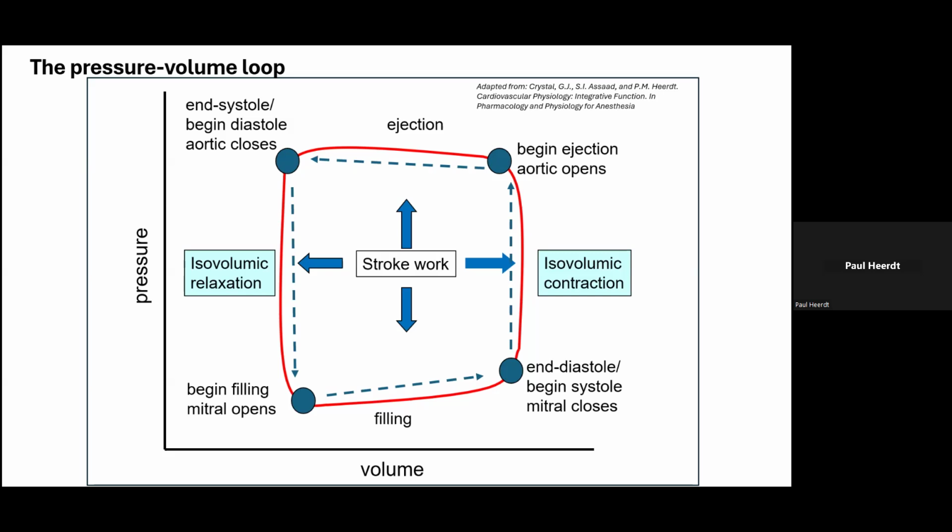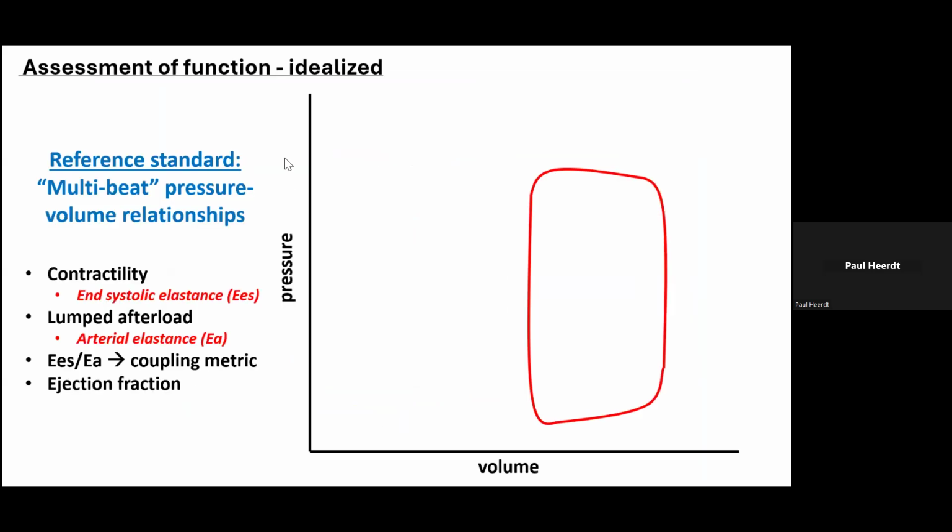An important consideration in this idealized representation is that end ejection and end systole are regarded as the same. So at the end of ejection and end systole, you begin the isovolumic relaxation period. And at this point, end systolic pressure would be at this same place.